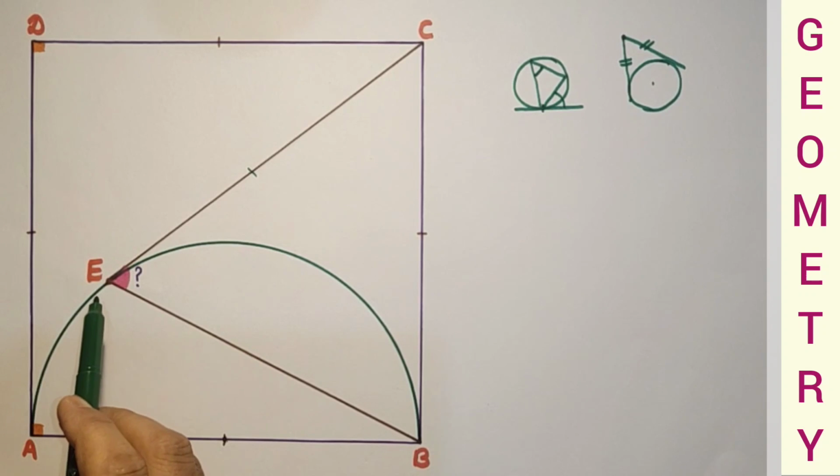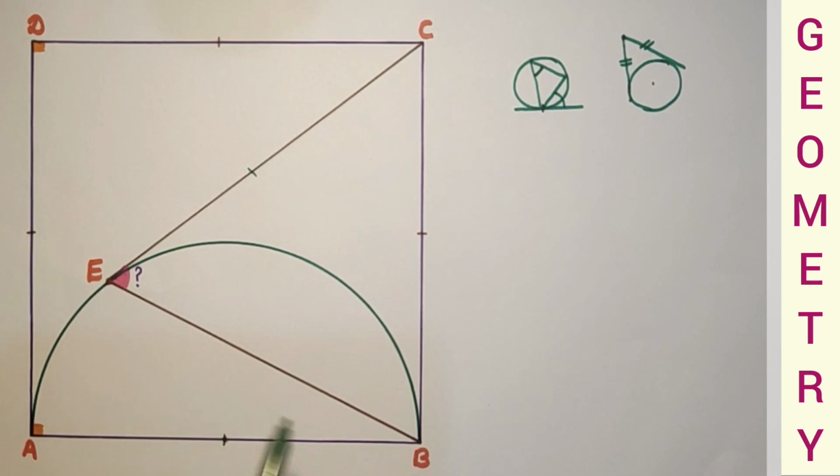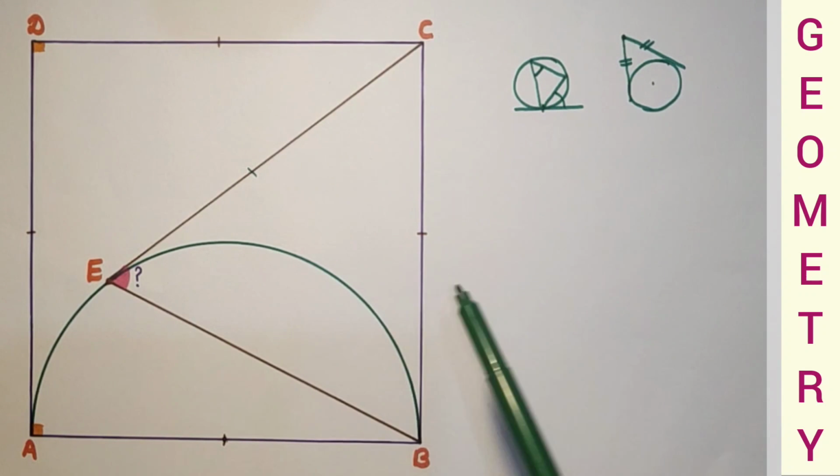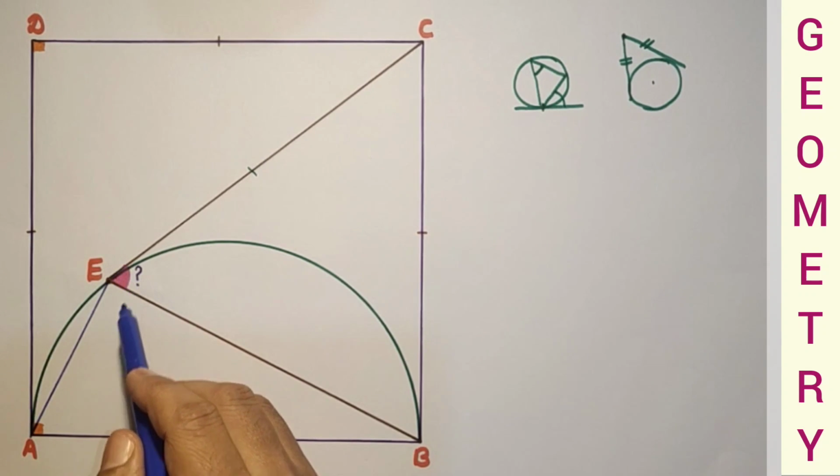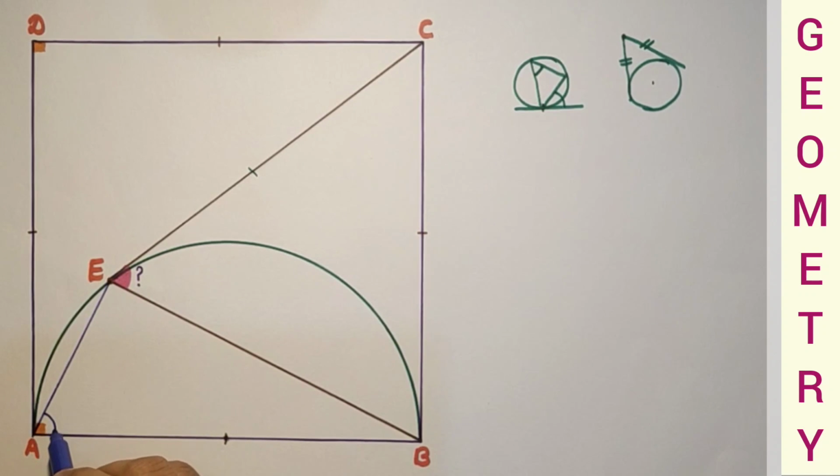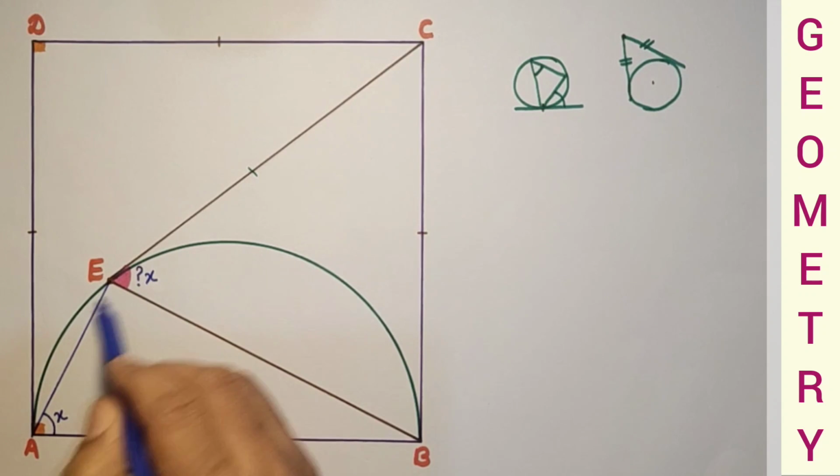If we join EA, this chord BE will subtend angle BAE, and by the alternate segment theorem, angle CEB is equal to angle BAE. So whatever is this angle is equal to this angle. Let us suppose this is x. So this is x. We have to find this x.